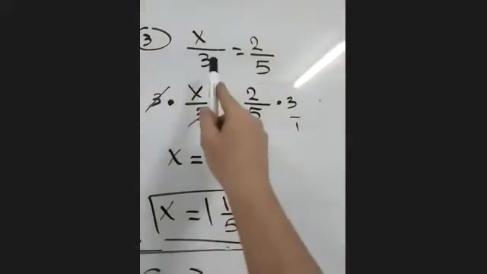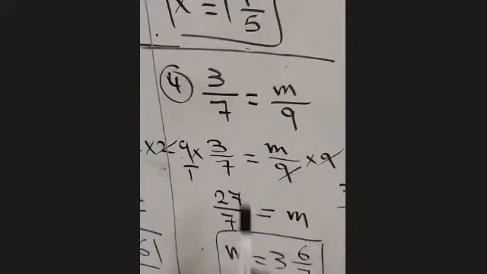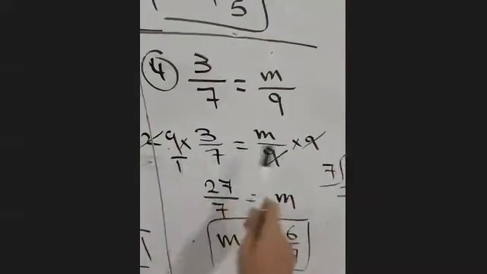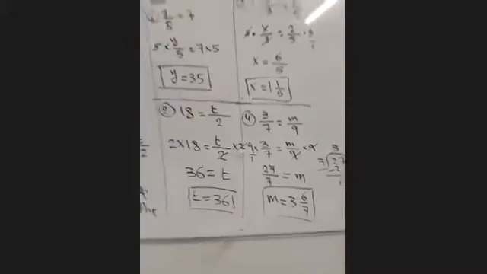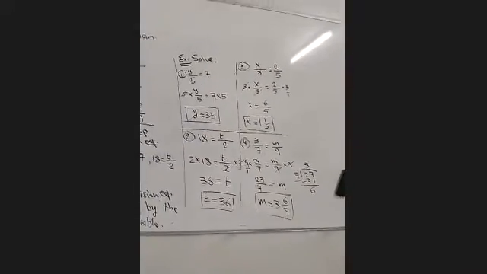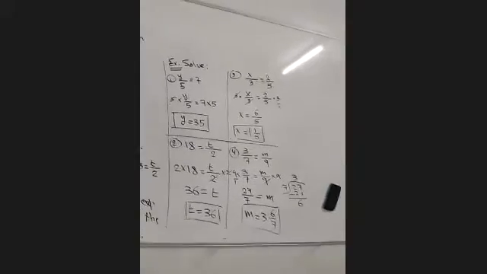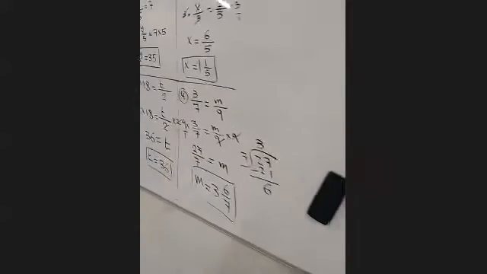Here, the divisor is 3. I multiply both sides by 3, then simplify. Here, the divisor is 9. So I multiply both sides by 9, then simplify. This is the idea of one-step division equations. Hope you understand it. If you have any questions, you can put your hand up.